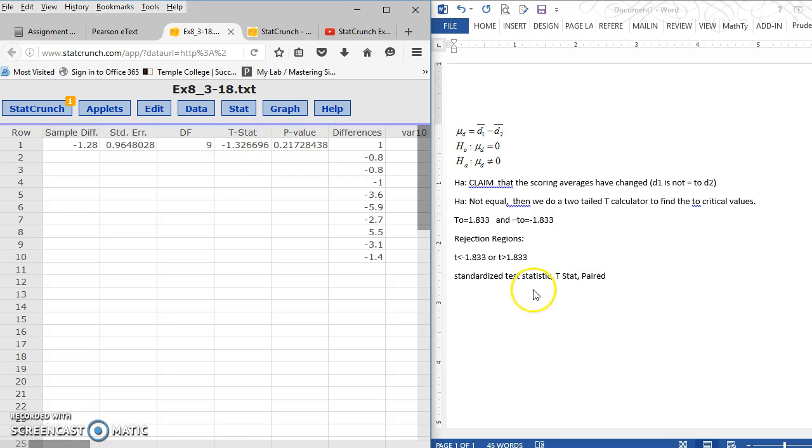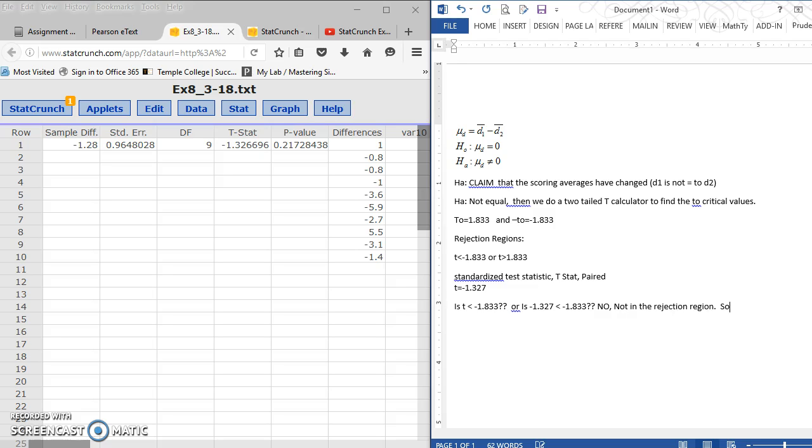And it says that the t standardized test statistic is equal to negative 1.327 to 3 decimal places. Now, since it's a negative number, I want to compare it to the negative side. So you have to ask yourself, is this value of t less than a negative 1.833? Or rewriting that, is negative 1.327 less than negative 1.833? And your answer is no, it's not. So it's not in the rejection region. So we fail to reject H sub O.